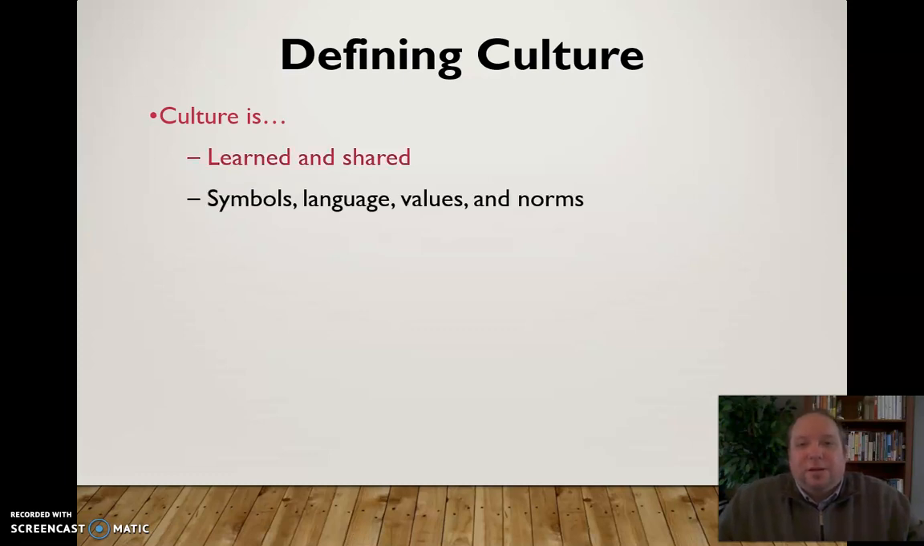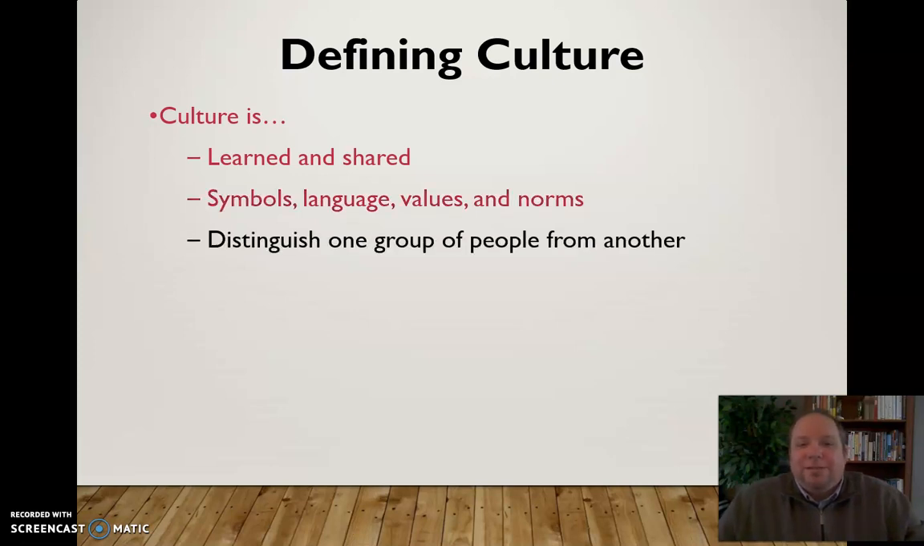It's also made up of symbols, language, values, and norms. Those are the four components of culture, four things that go into making a culture: symbols, language, values, and norms. We'll talk about each of those here in just a moment in greater detail.